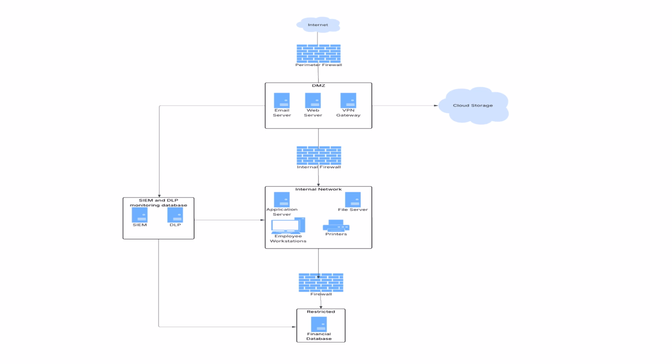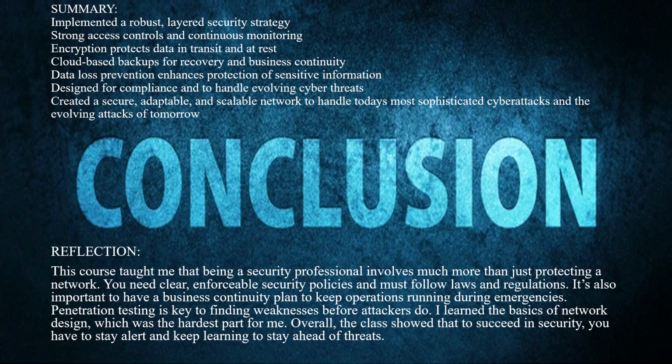And all this will be monitored with our SIEM monitoring and data loss prevention monitoring, just to make sure everything's safe and secure. And lastly, I'd like to summarize the overall security strategies in place for Hardin Baking and reflect on lessons learned during the project. We've implemented a robust, layered security strategy with strong access controls and continuous monitoring, with encryption protecting data in transit and at rest, cloud-based backups for recovery and business continuity.